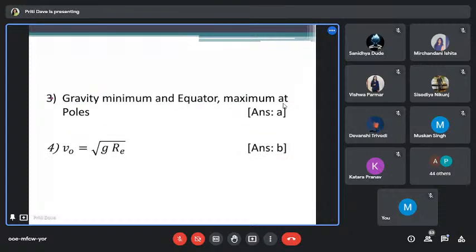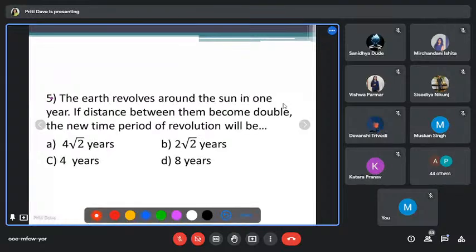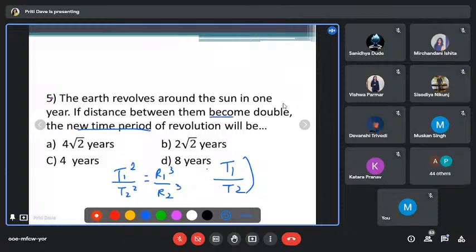In the last one, again, you use the formula T1 by T2. Here they've said new time period. Three things are given, and you have to find the new time period. So I'll have to write individually T1 square by T2 square is equal to R1 cube by R2 cube. If one is R, then the other is 2R, if the distance between them doubles.